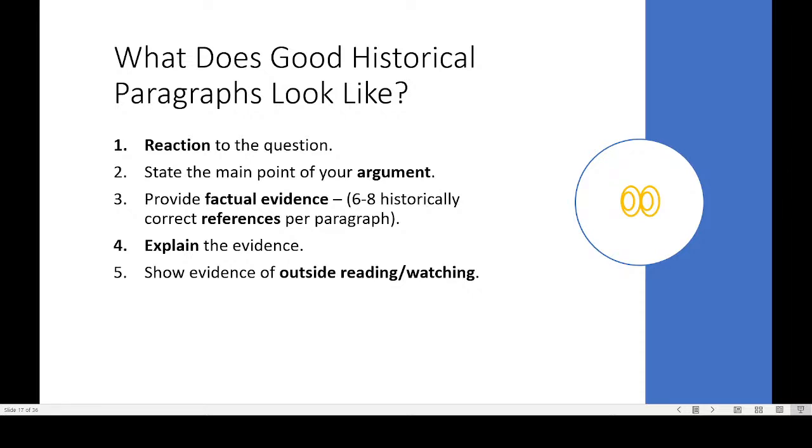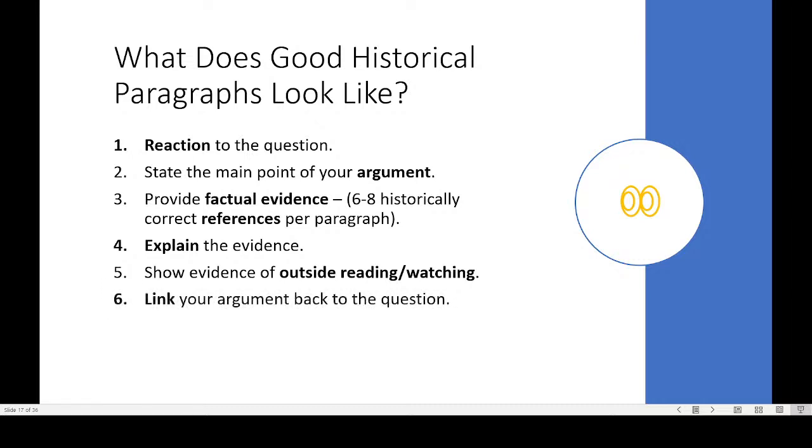If we think back to our OE and what a student needed to receive an excellent in their OE, they needed to show evidence of outside reading, or wide reading was the term used. So we need to be thinking about how we can find out information that's not in the history book and how we can include that in each paragraph.